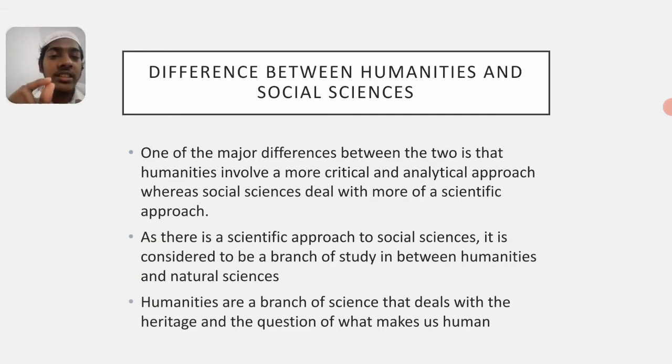Then there are some differences. One of the major differences between social sciences and humanities is that humanities involve a more critical and analytical approach, but social science deals with a more scientific approach.